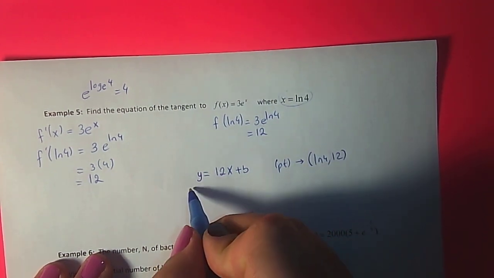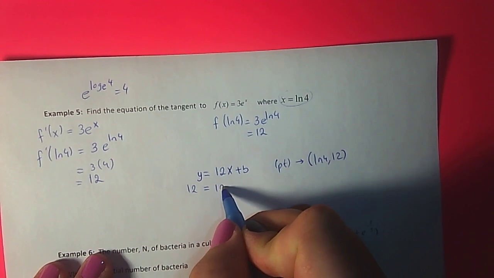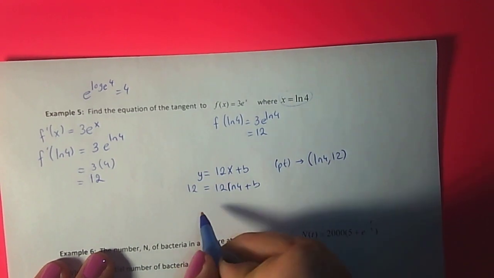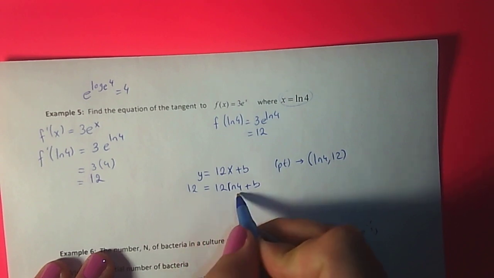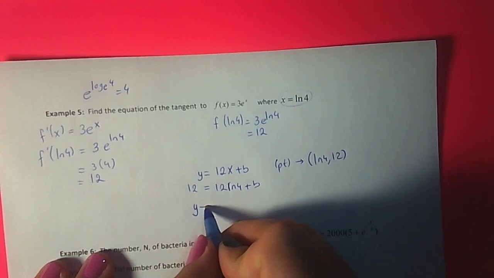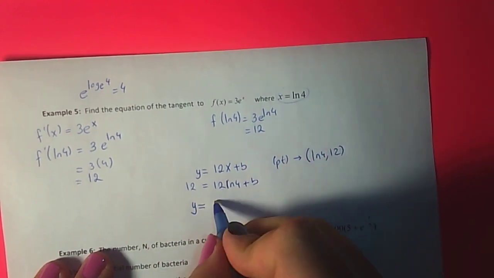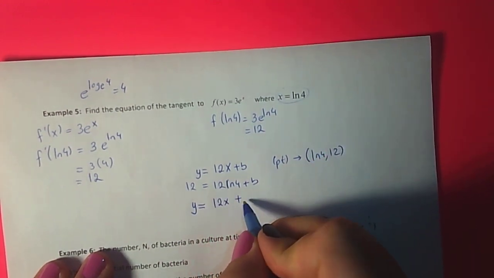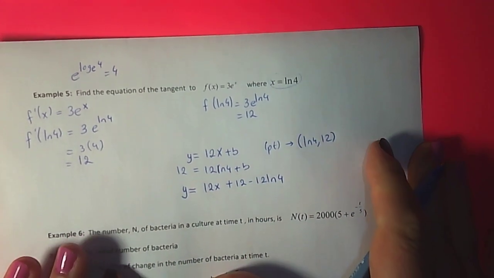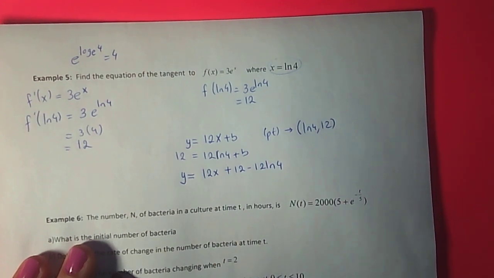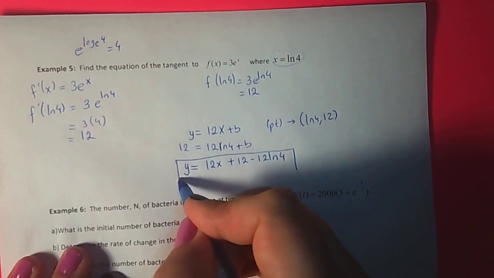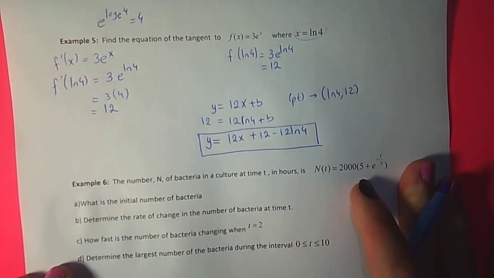Okay, so let's sub those points in. We get 12 equals 12 times ln 4 plus b. Then b becomes 12 minus 12 ln 4. Then the equation of the tangent is 12x plus 12 minus 12 ln 4. And again, usually we just leave it in exact form. Okay, so this is your final answer. This is the equation of the tangent.